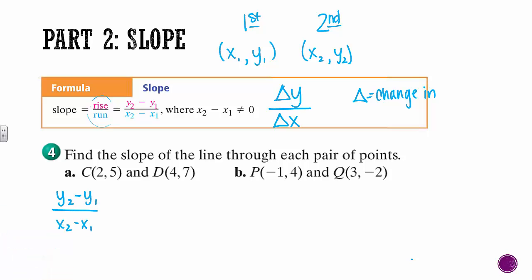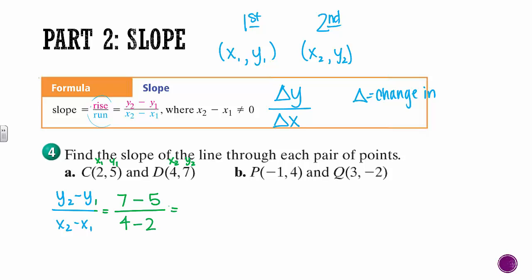So then we've got to label things. Let's make this point 1. So this will be x1, this will be y1. Let's make this point 2. And the only reason we're doing that is because that's the order the problem gave it to us in. So I'm going to take my second y value, which is 7, and subtract my first y value, which is 5. And I'm going to divide that by my second x value minus my first x value.